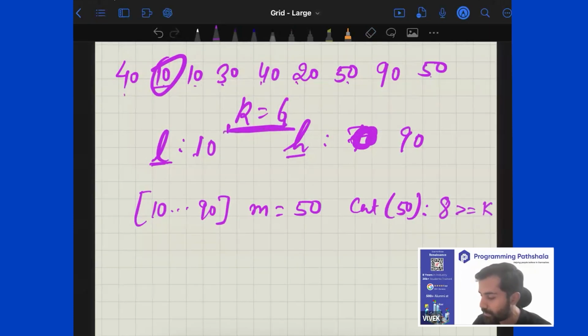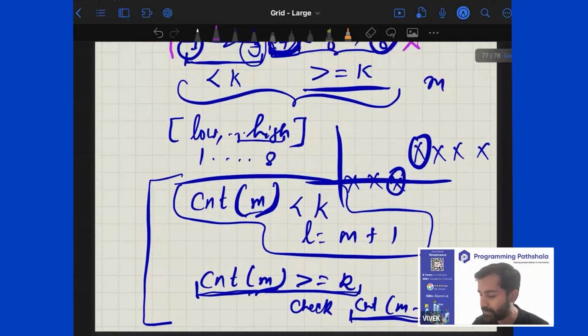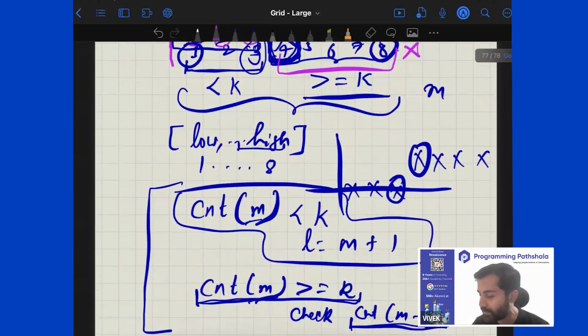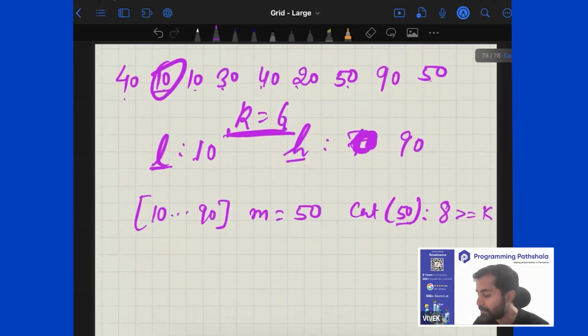Mind it. So what does it mean? Does it mean that our 50 is greater than the actual answer or smaller than the actual answer? It is greater than the actual answer, right? That is what you had seen there in the graph. That value is towards the right side. That is the reason the count that you are getting is greater than equal to k. So in order to ascertain whether this actually is my answer or not, what should I do? I should immediately check count of 49.